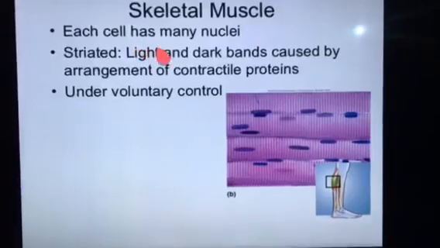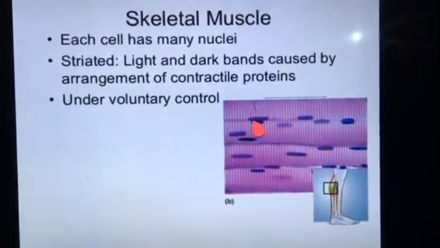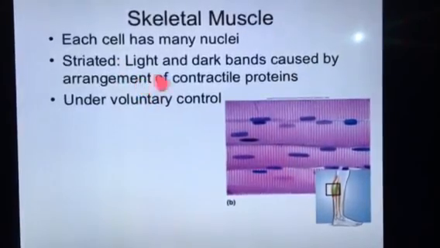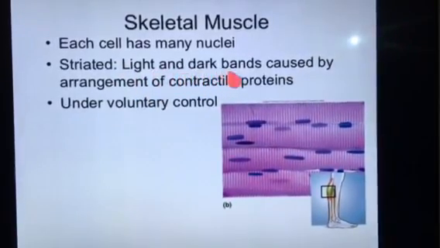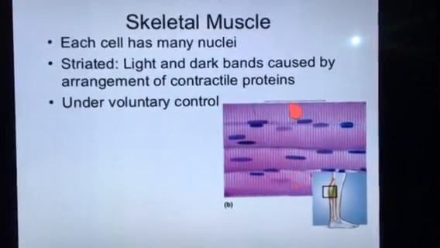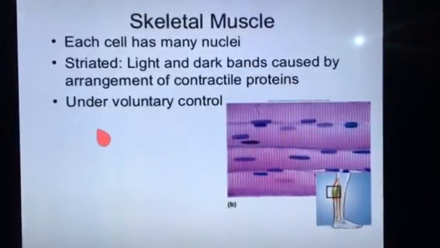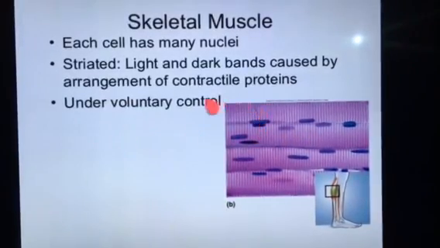Each cell has many nuclei. As you can see over here, one cell has many nuclei. Striated means you will see light and dark bands caused by the arrangement of contractile proteins. You will see these light and dark bands. These are under voluntary control.